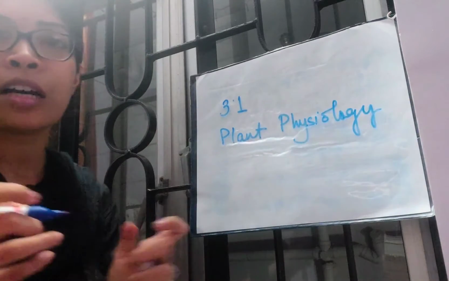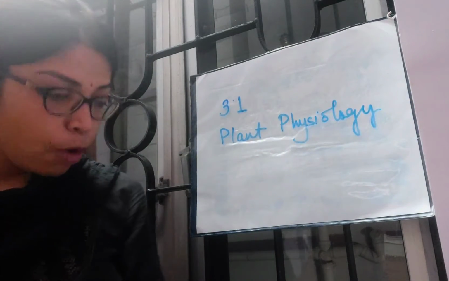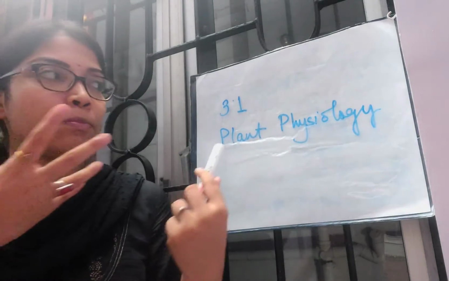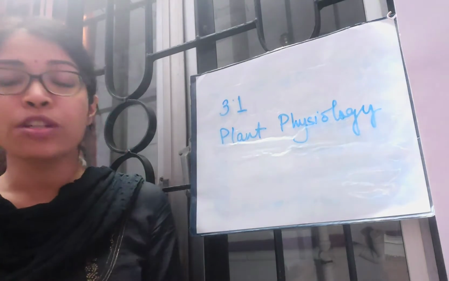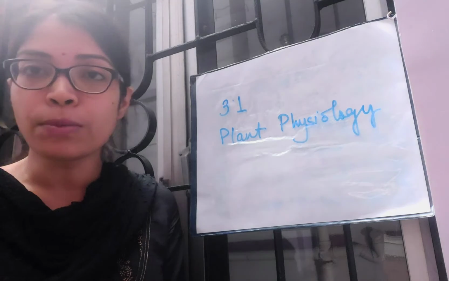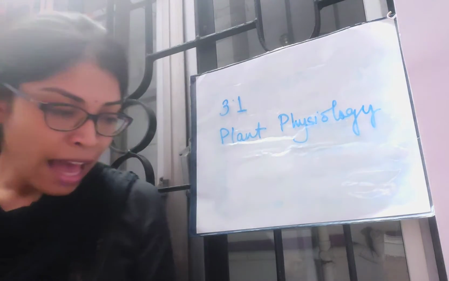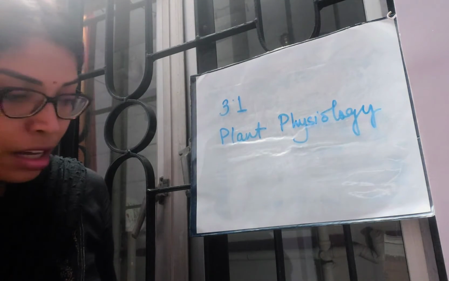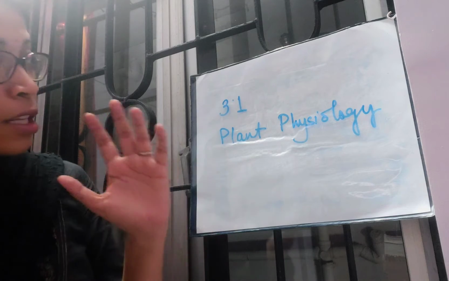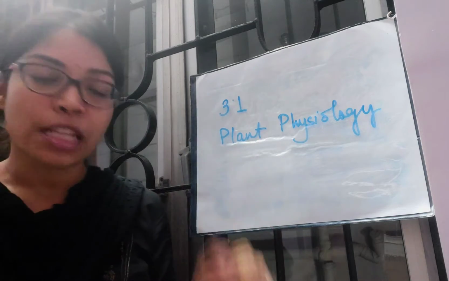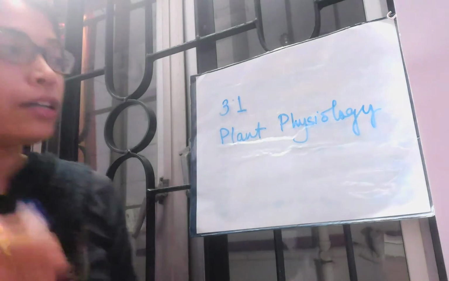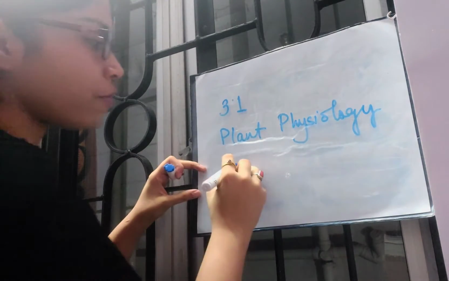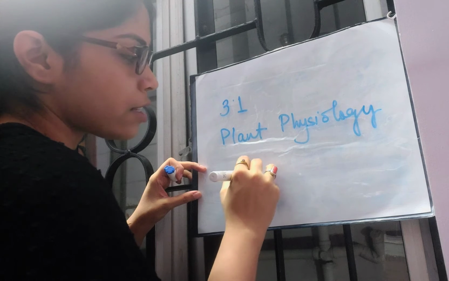From the name of this subchapter, we will call this a separate chapter only. You can understand that this chapter is solely about the physiological processes in plants. And here the first topic of this subchapter is photosynthesis. Now, you have learned about photosynthesis previously in your lower classes, right?